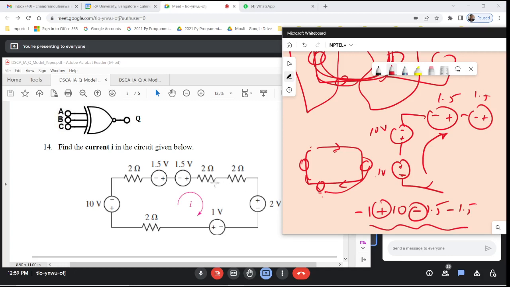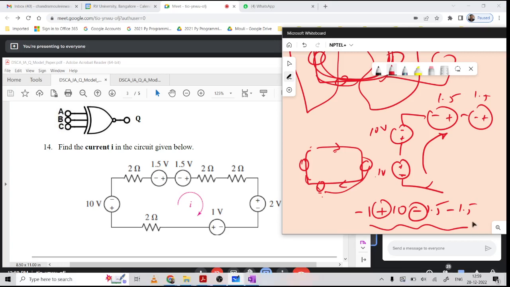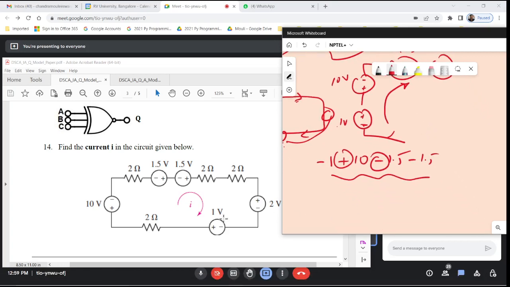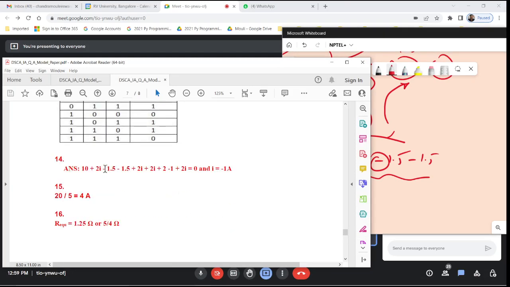And then the resistors don't matter. I can add them all; the equivalent of series resistance is just an addition of all the numbers. So what you get is 10 plus 2. I have put it in this order. Remember, the -1 is very important.